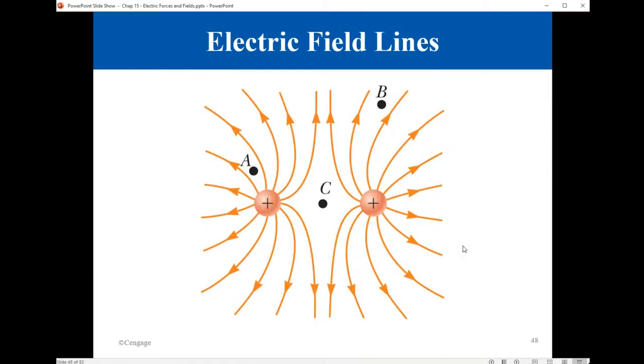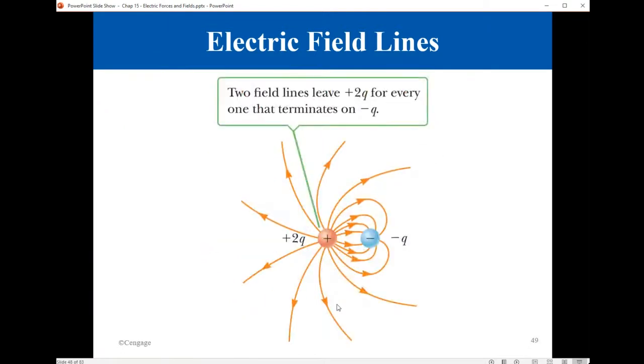Here we have two positive charges, so the field lines are repulsive. As you can see, the field lines will never cross each other. If you have two charges that are different in magnitude, then this is not a dipole. Okay, because the charges are not of the same magnitude.